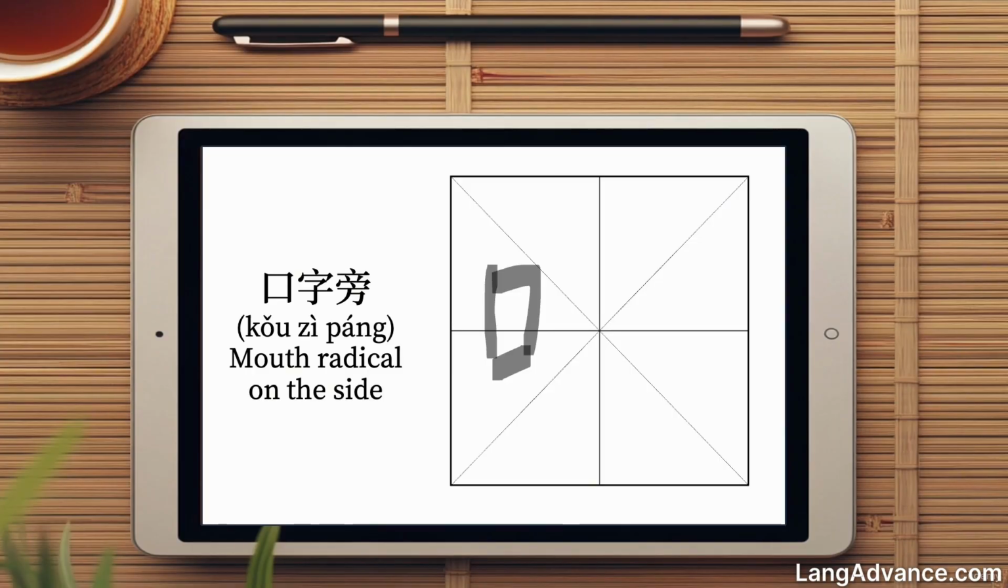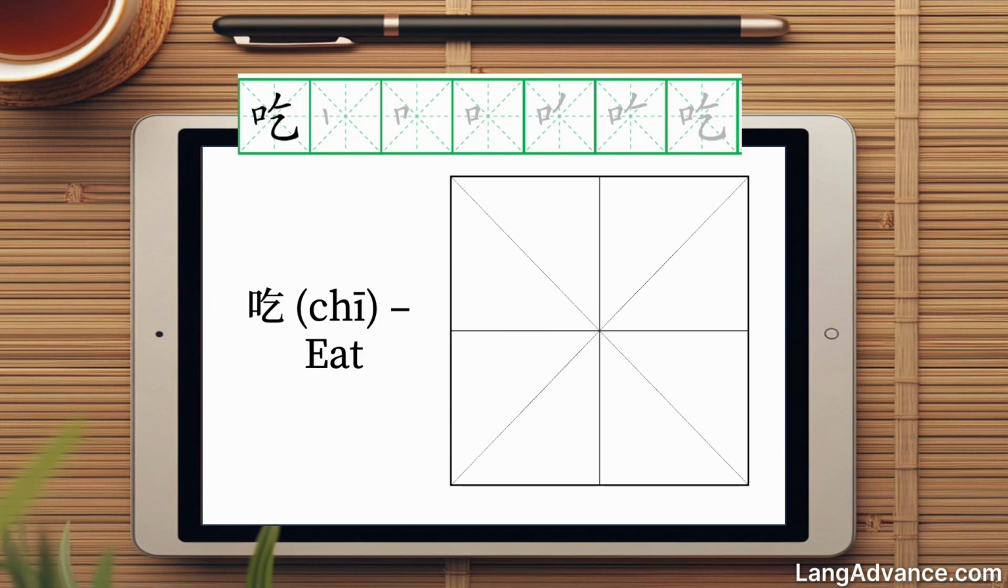When we want to write 口 as the radical, which is now 口字旁, we shrink it. Remember, normally when we want to write 口, it's going to be a giant box, but now we want to turn it into a radical, so we basically turn it into a mini box, which is going to be on the left hand side. And the proportion must be right. It's going to be somewhere in the middle, and it must not exceed the 1/3 line, so it's going to be somewhere right here. Okay, let's write the word 吃.